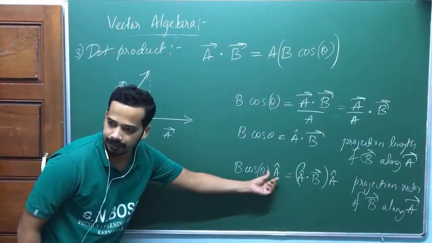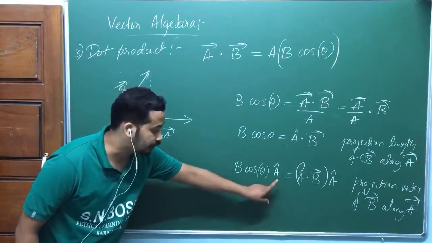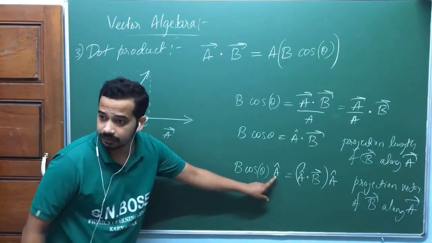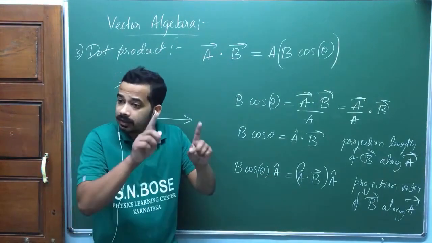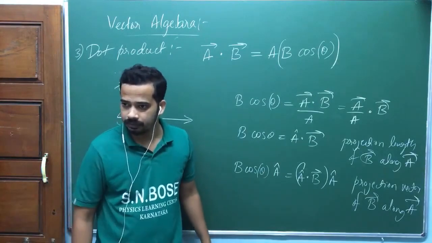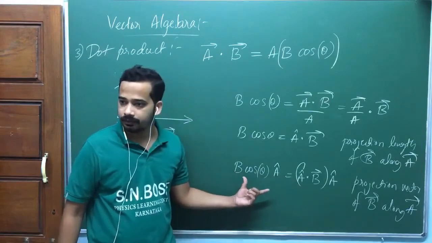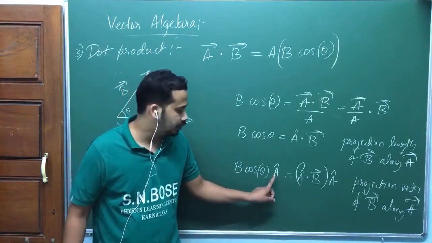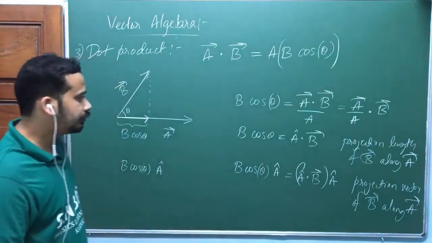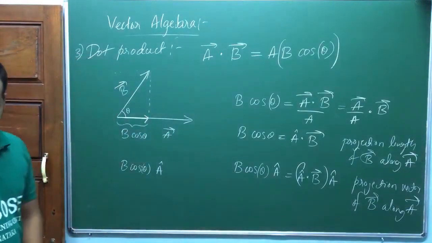A cap means the unit vector along A. It has magnitude 1, so it will not affect the total magnitude of this vector. We call A cap the unit vector. I hope you know that one.